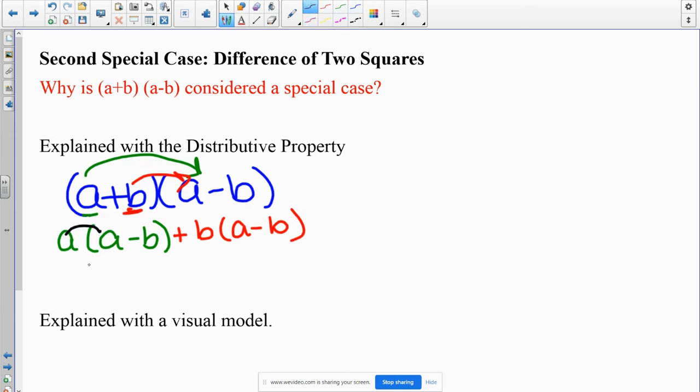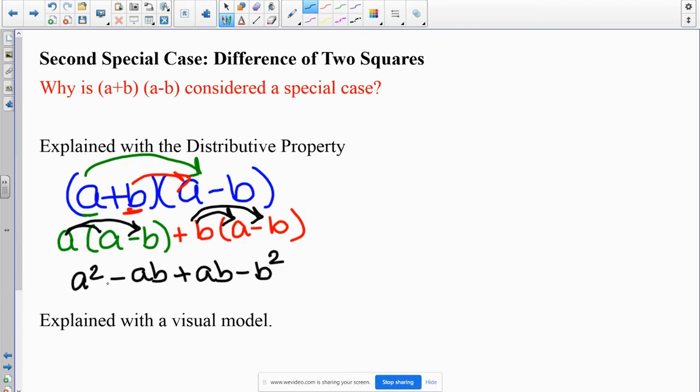So a times a is a squared. A times negative b is negative ab. B times a is a positive ab. And b times a negative b is a negative b squared. Again, I always put them in alphabetical order because that way I can see that they are the same term. If you turn around and call one BA and one AB, they are technically the same term. So I always keep it in alphabetical order to avoid confusion.